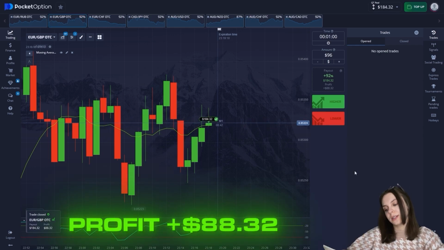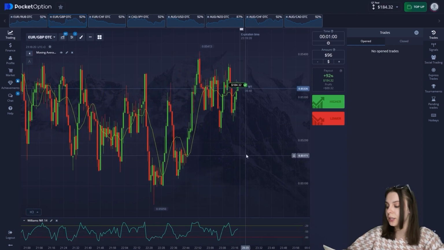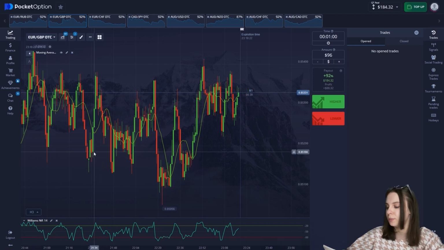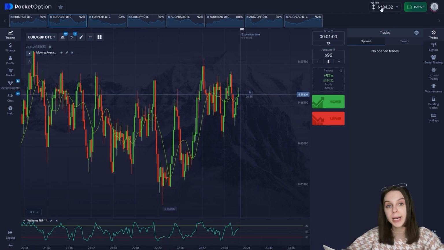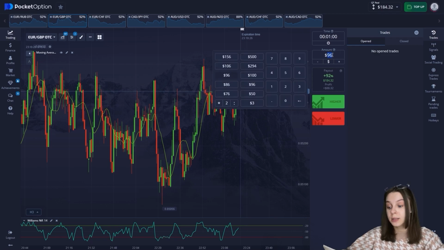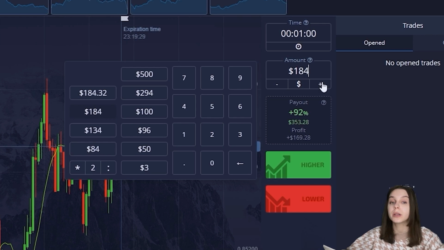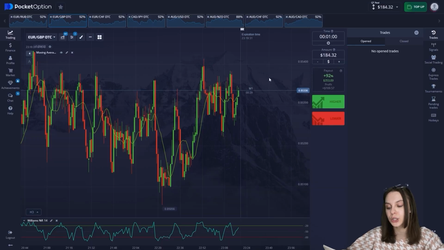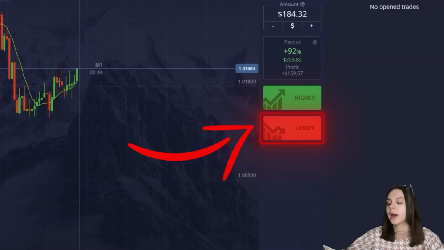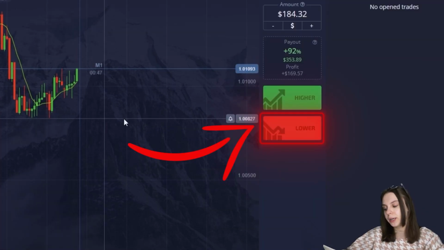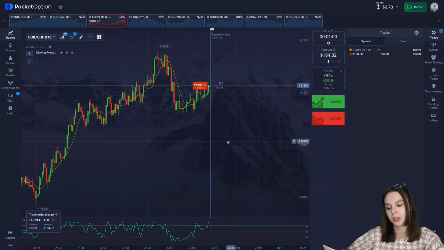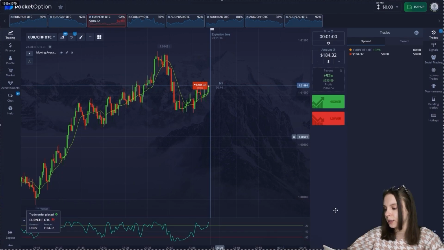The trade is also successfully closed in plus, while the strategy is working at 100%. Our balance is already $184.32. Let's immediately increase the amount of our next deal to $184.32 and move on to the third currency pair. Now we have switched to the third currency pair. Let's open a downward trade here and proceed to general analysis.